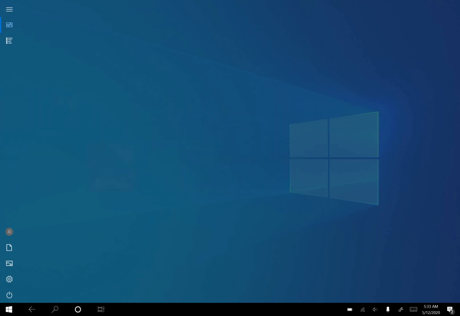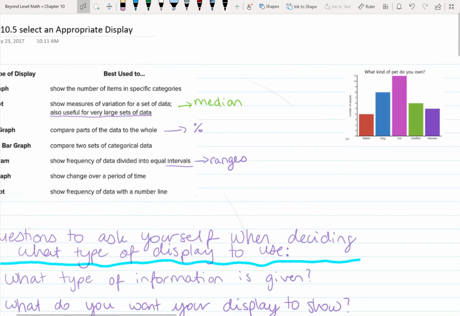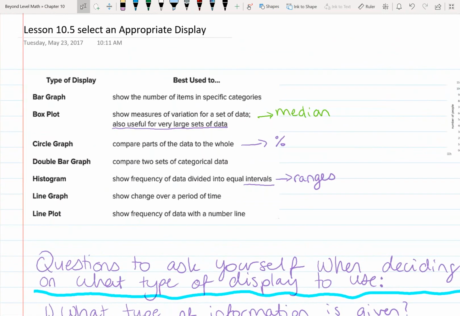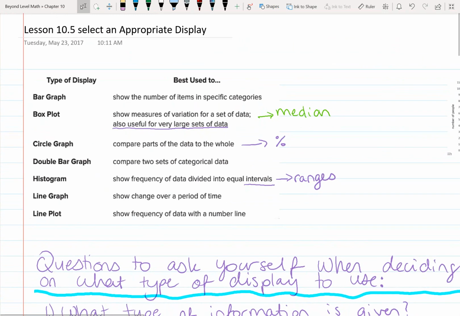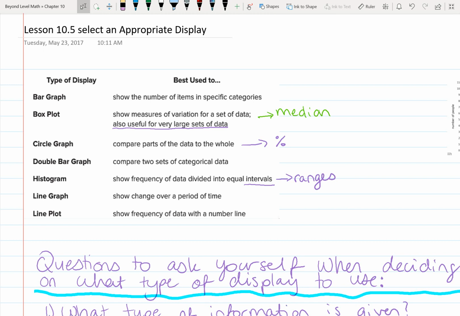Good morning. We are moving on to 10.5, selecting an appropriate display. So this is the last lesson of the entire year. Goodness. Go you guys for keeping up with all of this and keeping up with the videos.